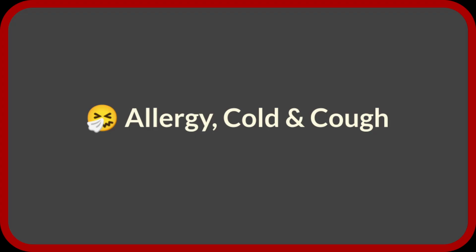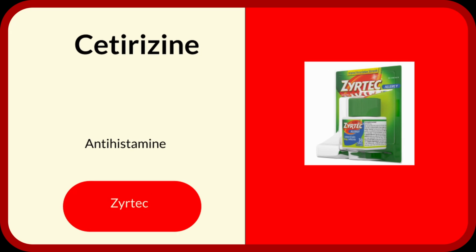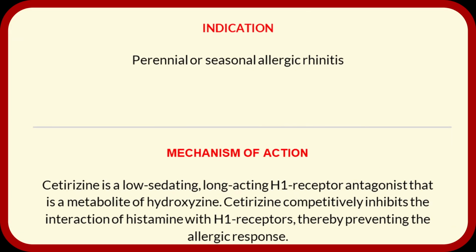Next up, we'll cover the large category of allergy, cough, and cold medications. We'll start with oral antihistamines. Cetirizine, with the common brand name Zyrtec, is indicated for perennial or seasonal allergic rhinitis. Cetirizine is a low-sedating, long-acting H1 receptor antagonist that is a metabolite of hydroxyzine. It competitively inhibits the interaction of histamine with H1 receptors, thereby preventing the allergic response.